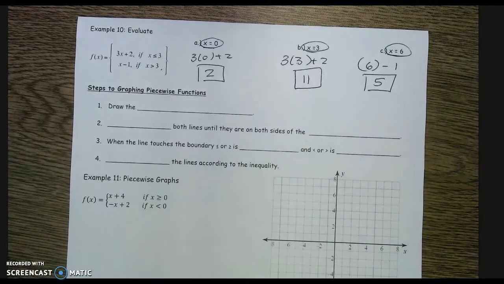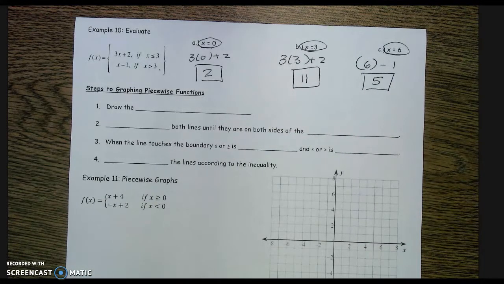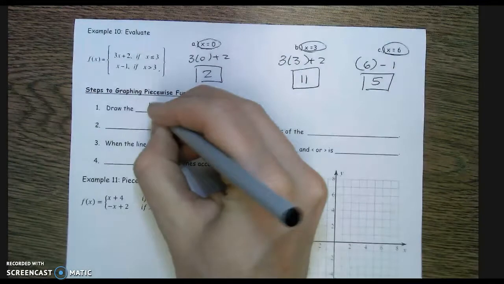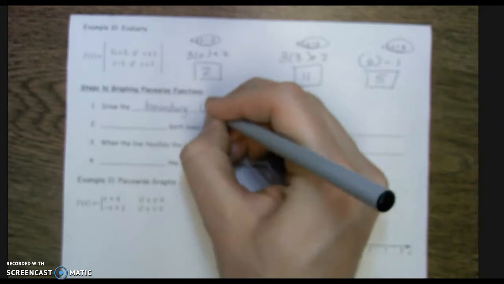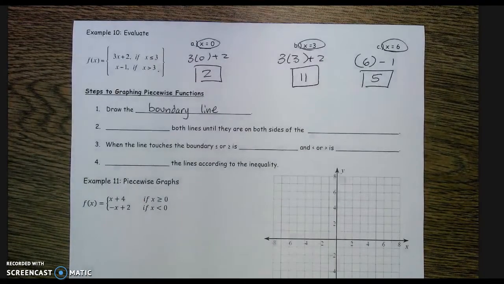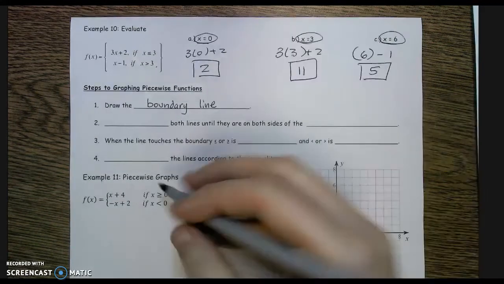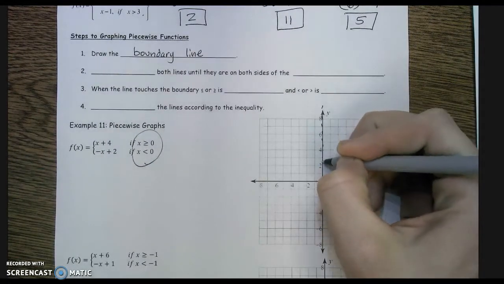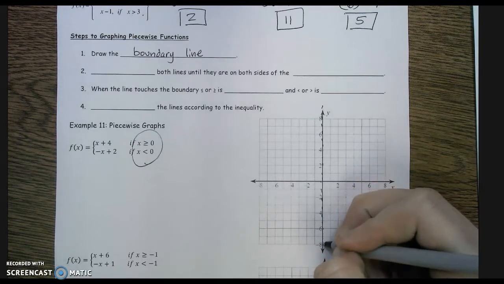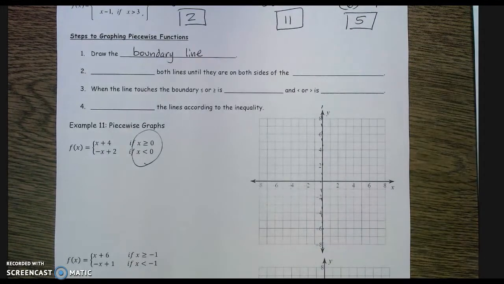That is evaluating functions. Well, what if they want us to graph them? If we're going to be graphing functions, we're going to follow these directions. First, we're going to draw the boundary line. So that would be the 0 that you see. These pieces have been cut at x equals 0. So that means one piece is going to work to the right of 0, one piece is going to work to the left of 0. So we put a dotted line at 0.